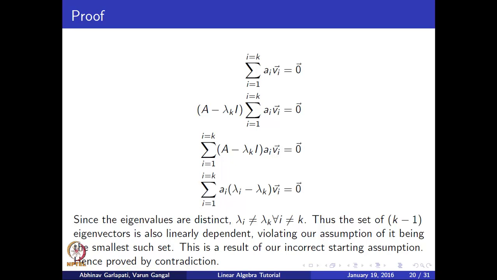However, we had assumed that the set of size k was the smallest set of linearly dependent eigenvectors. However, now we have an even smaller set. This contradicts our starting assumption. Hence, such a set of k linearly dependent eigenvectors can't exist for any k greater than or equal to 2. Hence, all our eigenvectors are linearly independent. Hence, our theorem stands proved.